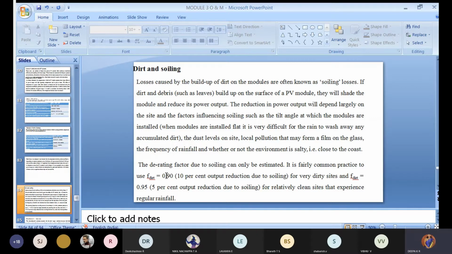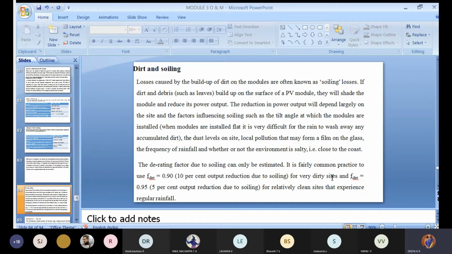In that case, and another one where you do not have frequent draining, what is the calculation? You can see here the derating factor due to soiling can only be estimated. It is a fairly common practice to use F dirt as 0.90. Normally they take 0.90 as the first case, that is a 10% output reduction due to soiling.